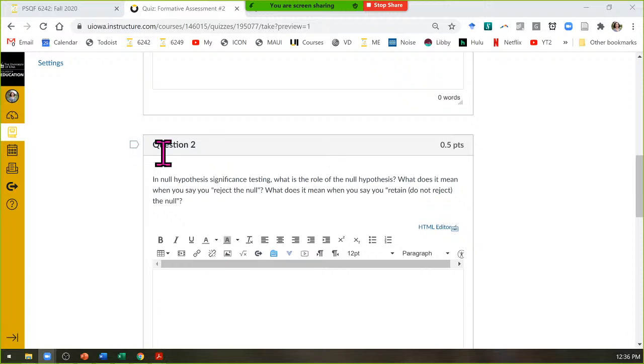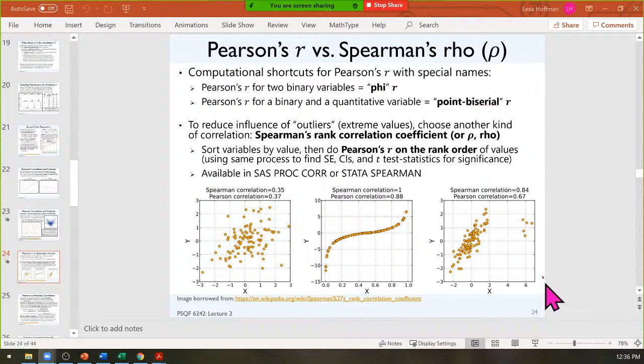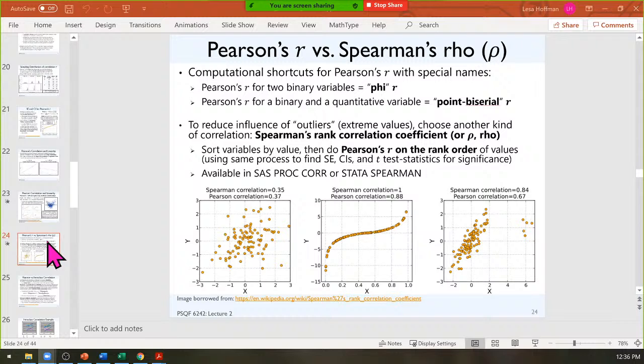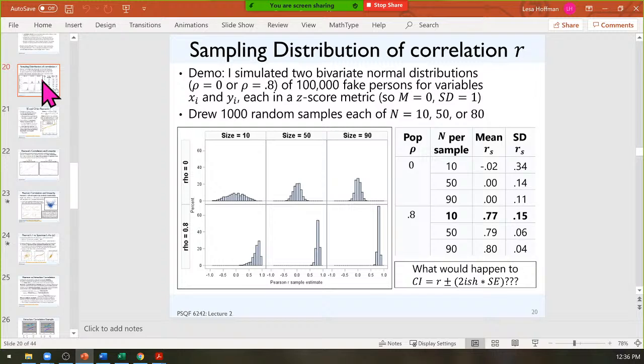Let me pull up a picture. One second here. This picture on slide 20 of lecture 2, it's coming up here just a second. So this is an example of what the sampling distribution would look like for a correlation that's 0.8 in the population.